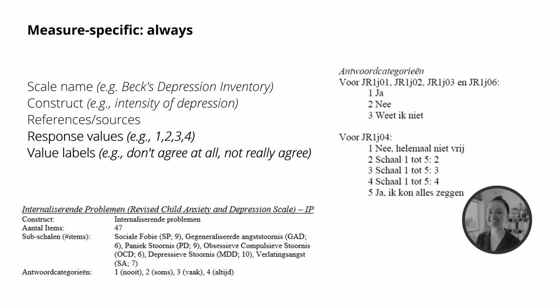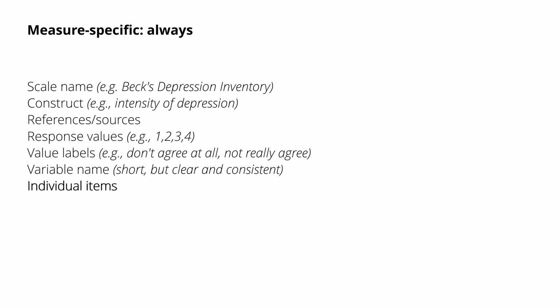Also include how the items were scored. So for example, on a scale from 1 to 4, and which labels were assigned to these values. Lastly, add all individual items, including item numbers and variable names. So keep the names short and consistent.